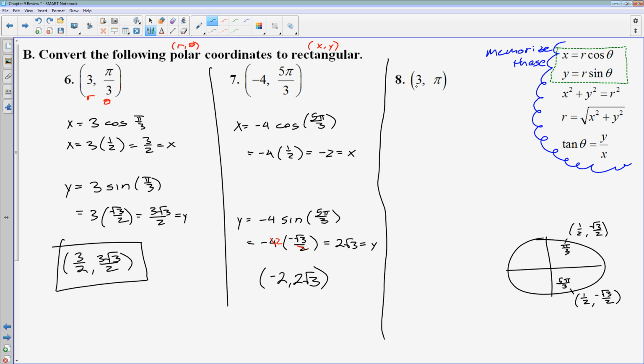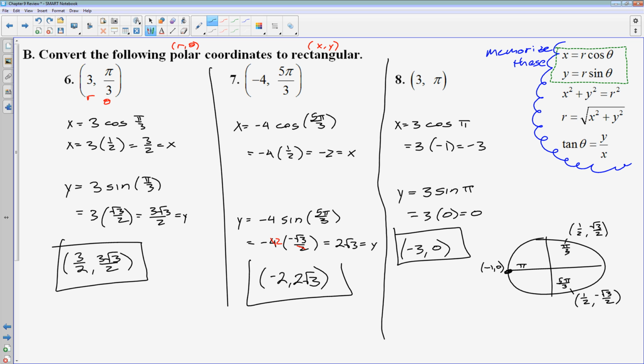All right. This one, 3, pi. X is equal to 3 times the cosine of pi. And y equals 3 times the sine of pi. So I've got to think about my unit circle. Pi is right here. And the coordinates are, I went left 1. I didn't go up or down. So x is going to equal 3 times cosine of pi, which is -1, and that's -3. Y is going to equal 3 times the sine of pi, which is 0. And so you get an answer of -3, 0.